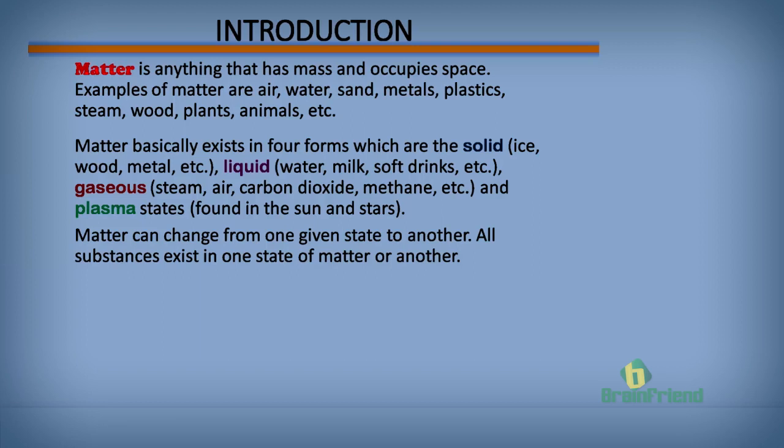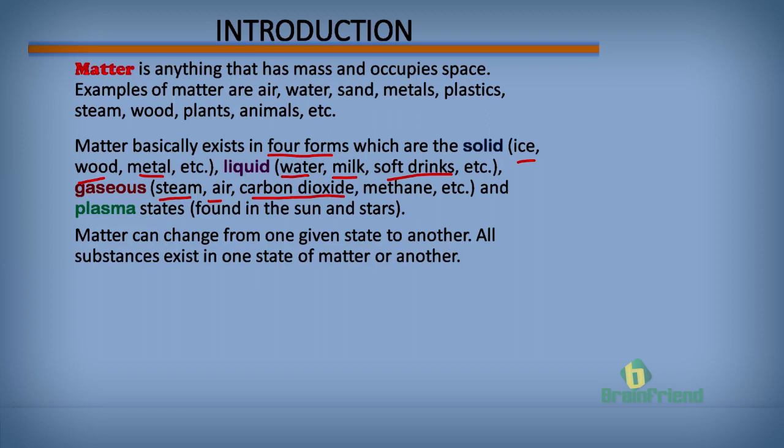Now, matter exists in 4 forms, basically, okay? There are other forms that scientists have proven matter can also exist in, but the 4 basic forms are the solid state, liquid state, gaseous state, and plasma state, all right? Solid, we have examples like ice, wood, metal, anything that has a definite shape. Liquid state, we have examples such as water, milk, soft drinks. Gaseous state, we have things like steam, air, carbon dioxide, methane. These are all gases. Of course, we know that air is a mixture of gases, and air has weight and it can occupy space.